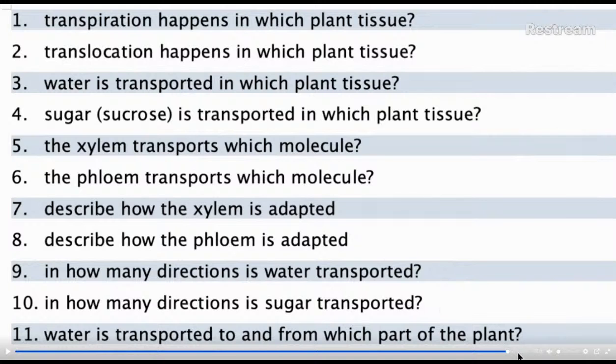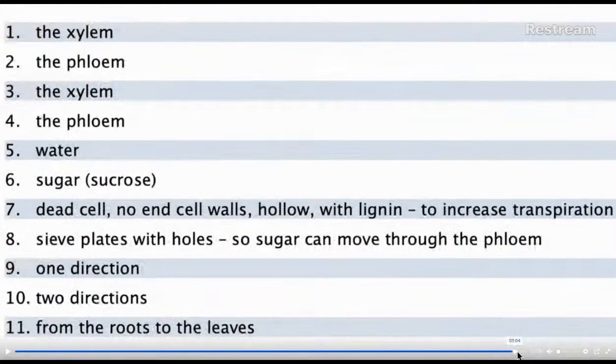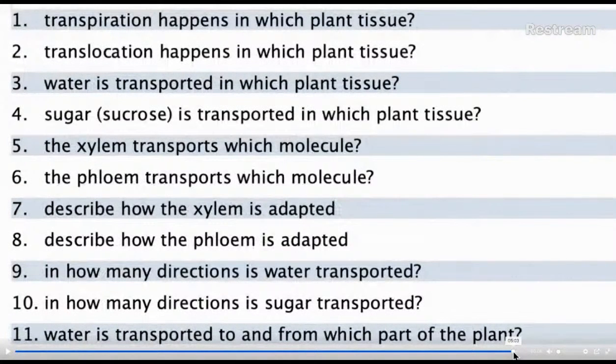Right, so here are the answers. So let's go through the answers, okay? Transpiration takes place, so question 1, the answer is the xylem. Translocation takes place in the phloem. Water is transported in the xylem. Sugar, sucrose, is transported in the phloem. The xylem transports water. The phloem transports sucrose, so sugar.